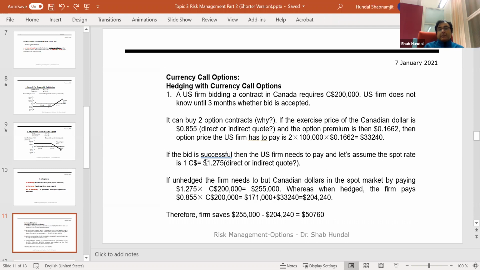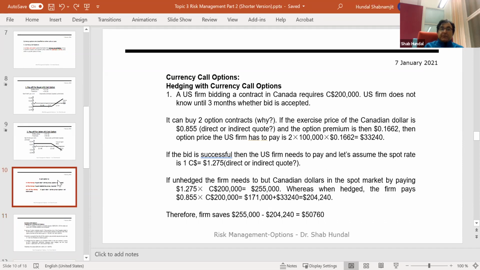Okay. But if you didn't sign this contract and you think, okay, we will buy 200,000 Canadian dollars from the market, and when you are going to pay the Canadian factory owner, on that day 1 Canadian dollar is selling for 1.275 American dollar. It would cost you a huge amount of money. This price would have been much, much more than this. It means that the option is in the money. In the money means it's cheaper to exercise the option than not to exercise the option.